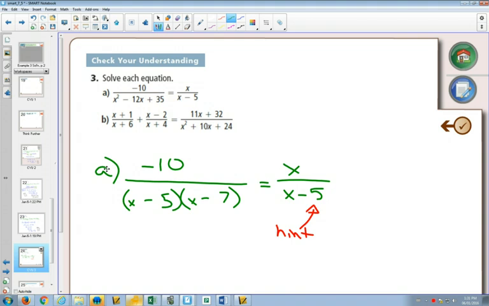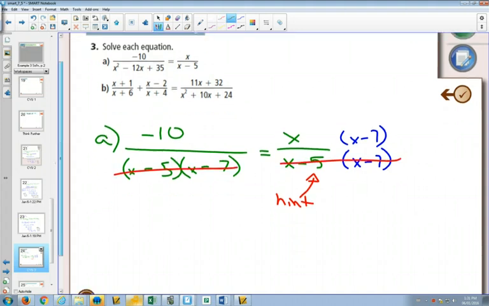So now that I've factored it, I notice the only thing missing is x minus 7. So here we're using that common denominator strategy. And once I've got a common denominator on the whole thing, I can multiply both sides by that common denominator, which would get rid of it. And you're left with negative 10. If I distribute the x, x squared minus 7x.